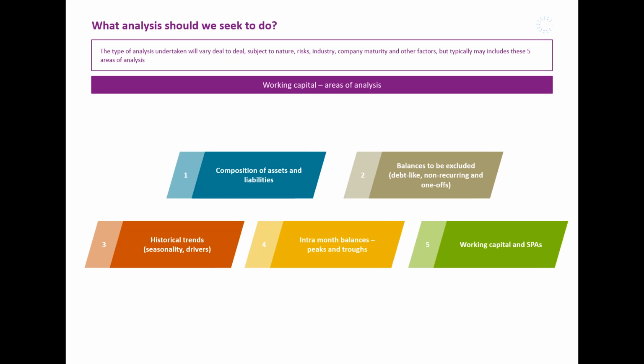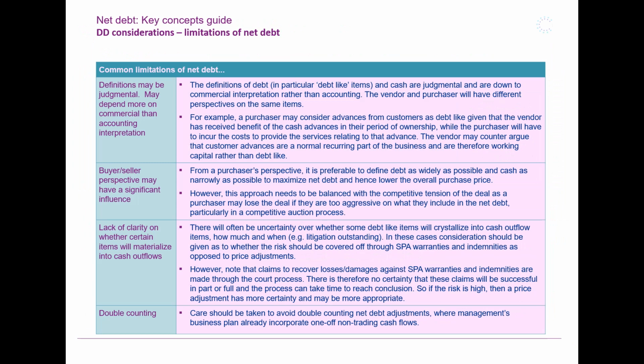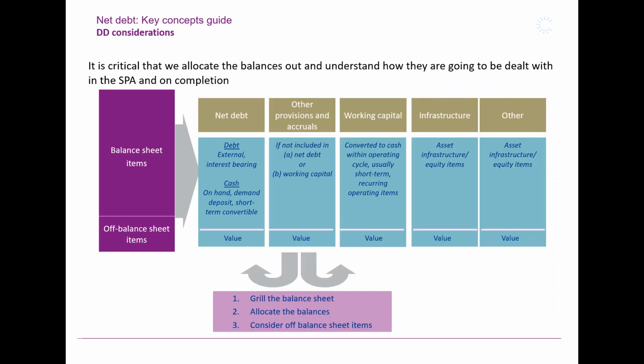the balance sheet between, actually I might just quickly try and find that slide because that'll be helpful. Really grilling the balance sheet and allocating it between one of these categories. So net debt, other provisions and accrual. So this is maybe your net debt, maybe net working capital, but subject to negotiation. So it's your maybe bucket.